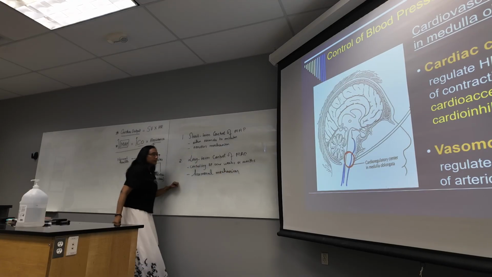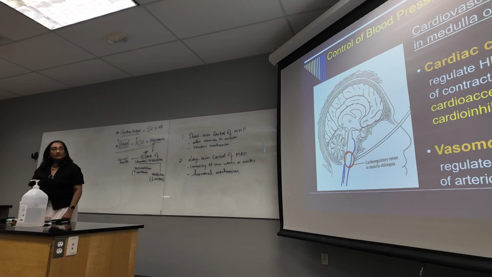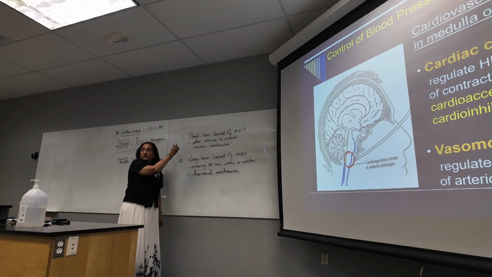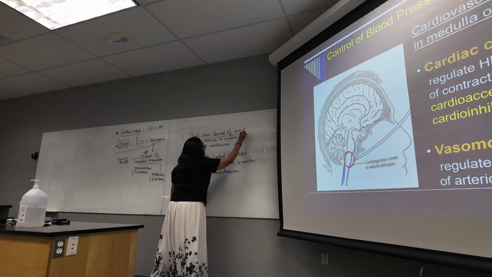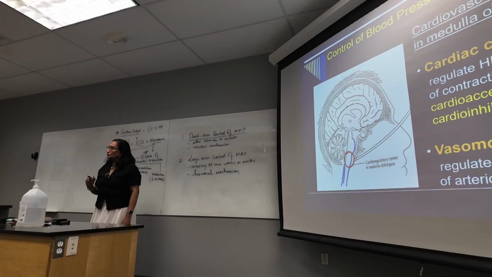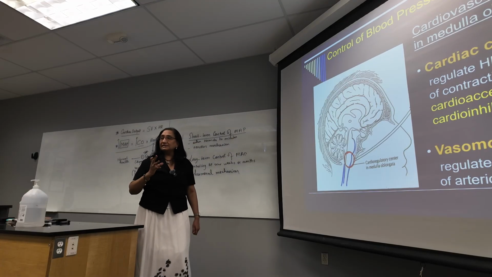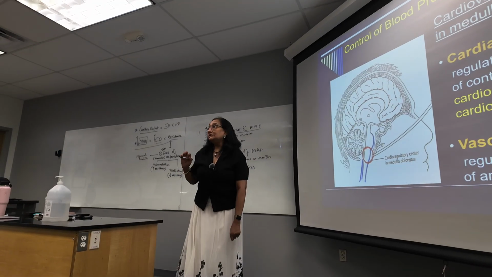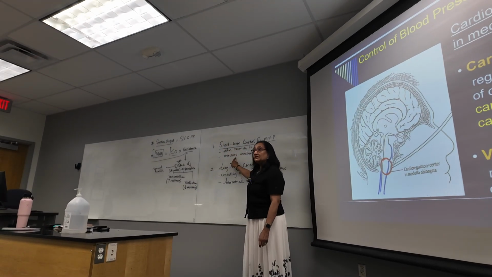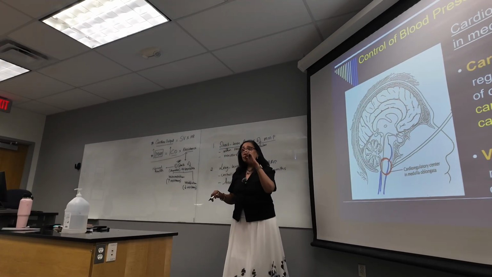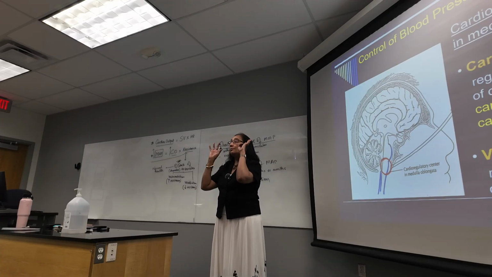This is a hormonal mechanism. Okay? So let's talk about short-term control. Short-term control, within seconds or minutes. It is a neural mechanism. Nerves are involved. So obviously the highest level of control is your brain.